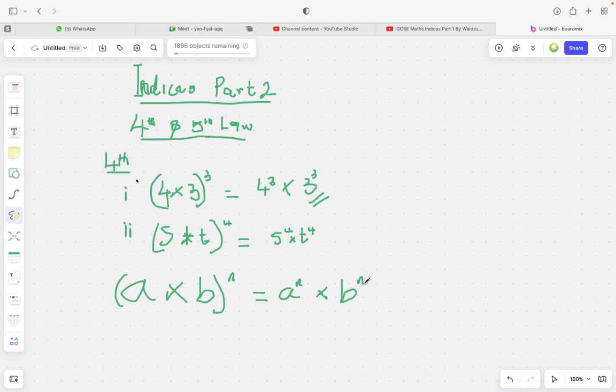This is what we call the fourth law. Is that okay? Now let's take a look at an example and simplify some more cases.